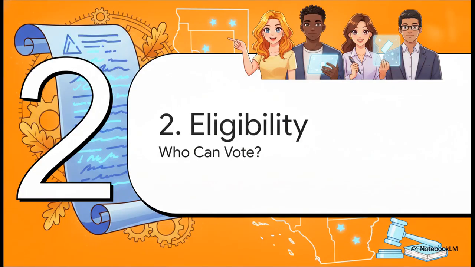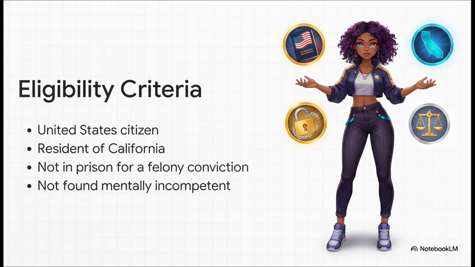Section 2. Eligibility requirements. Who can vote? Right, before we start typing in any personal info, we need to know who is actually eligible. You just need to meet 4 basic criteria. First, you've got to be a United States citizen. Second, a resident of California. Third, and I really want to highlight this because people get confused all the time, you must not be currently serving a state or federal prison term for a felony conviction.